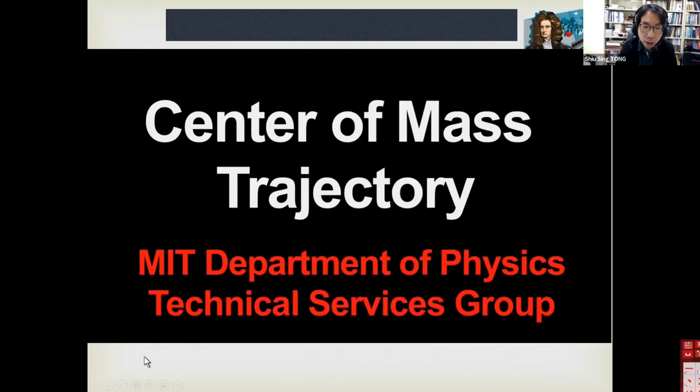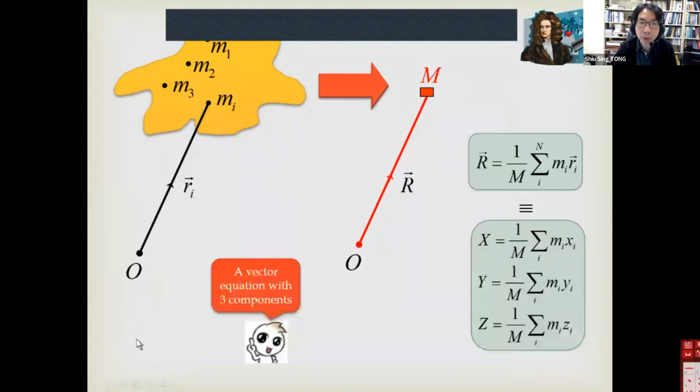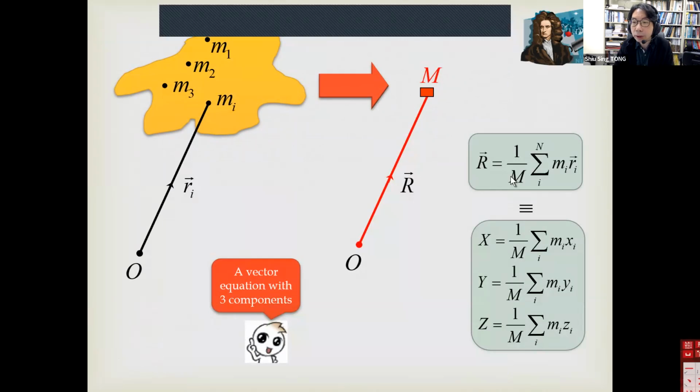In this lecture, we're going to calculate the center of mass position. Now we have this formula. We introduced this formula as the position of the center of mass.